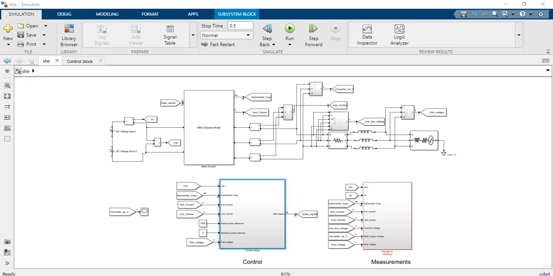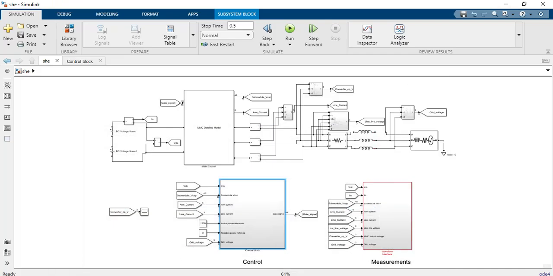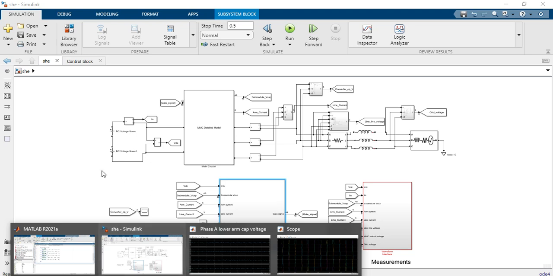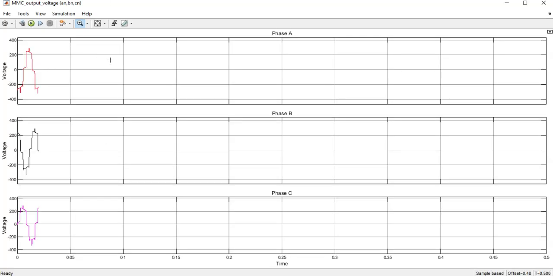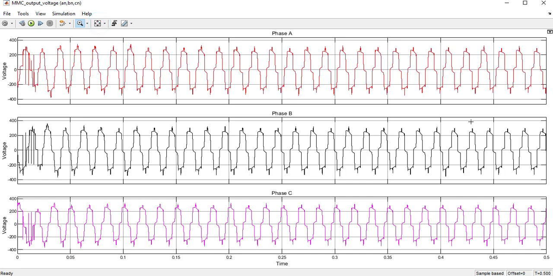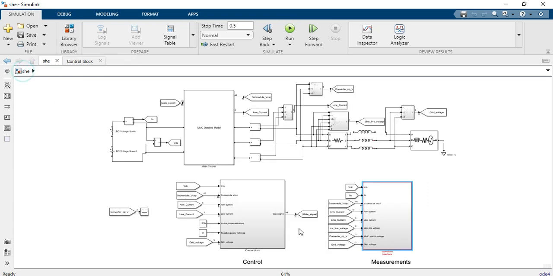Let me show you some results. You can see that our capacitor voltages are very well balanced, right? And I can show you different waveforms, such as the voltage waveform, quite clear, right? And there are some grid measurements and the circulating current measurements as well. So this is all about this.